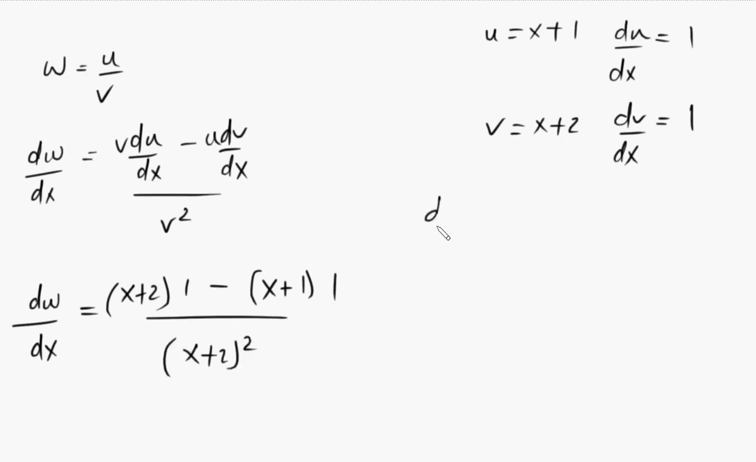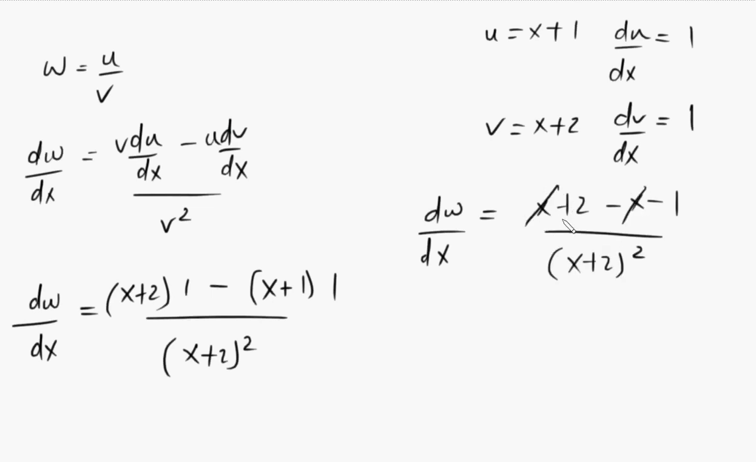So my dw dx is just going to be equal to, this is the quotient rule, it's just going to be equal to x plus 2 minus x plus, okay, bringing the minus inside it becomes minus 1 again. This is over x plus 2 squared. So the x and x cancel, 2 minus 1 is 1. So dw dx is just going to be equal to negative 1 over x plus 2 squared. So now remember from chain rule, not negative 1, I apologize, it's positive 1, because 2 minus 1 is positive 1.